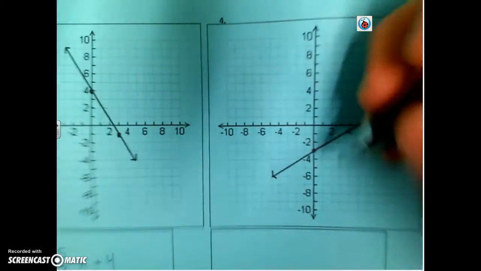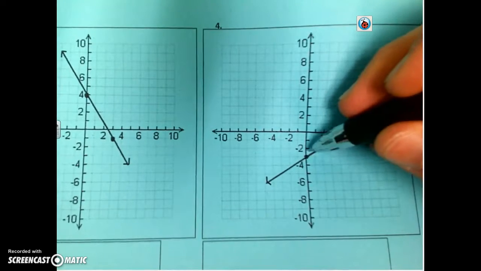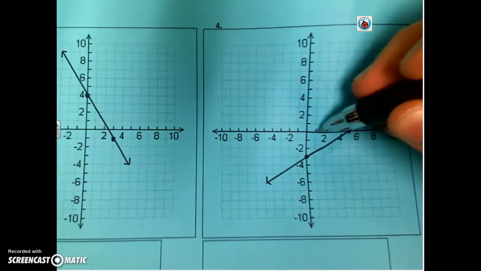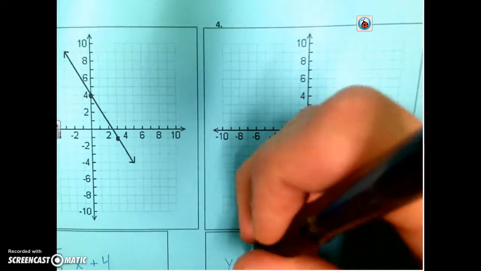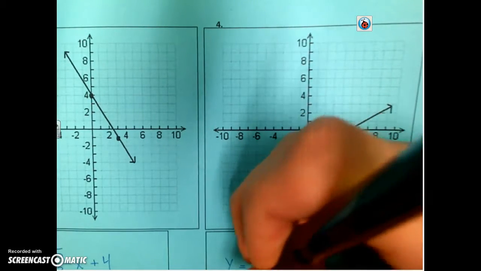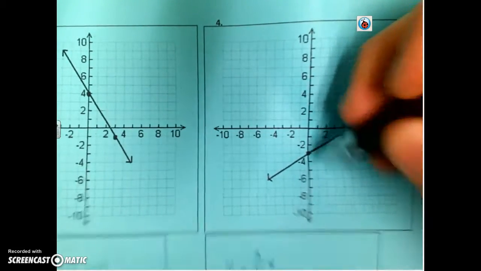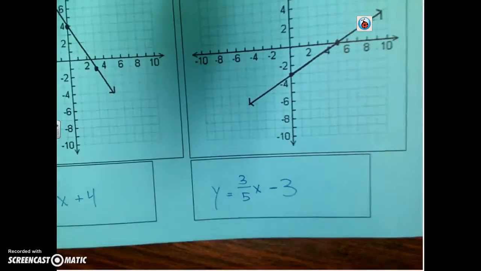All right. What about this one? What's our slope? I have to go up 1, 2, 3, and over 1, 2, 3, 4, 5. It's a positive slope, 3 over 5x. What's my y-intercept? Minus 3.